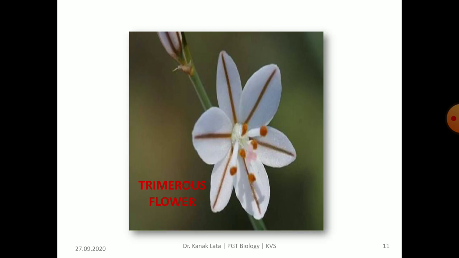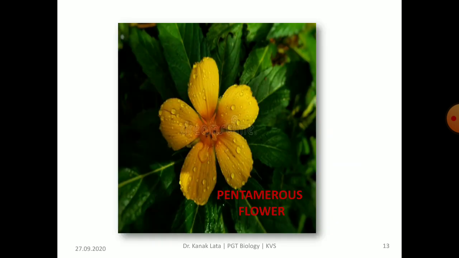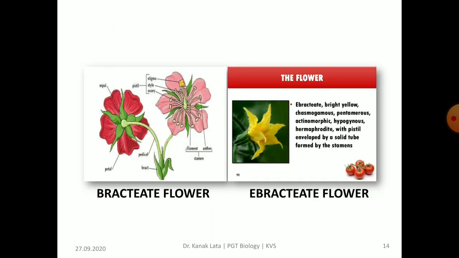In this figure, you may see a trimerous flower having 6 petals, that is a multiple of 3. Here it is a tetramerous flower having 4 petals. This is a pentamerous flower having 5 petals. Now you can observe here the bracteate and ebracteate flower.